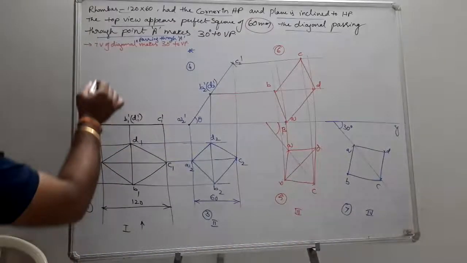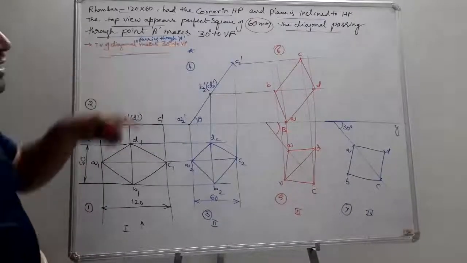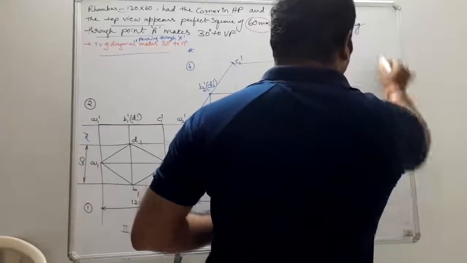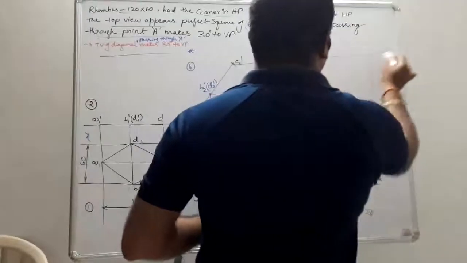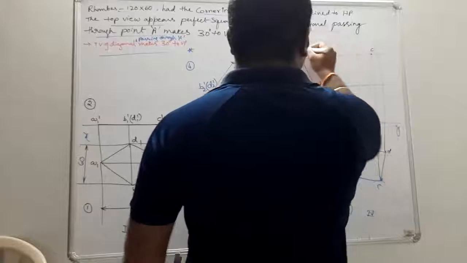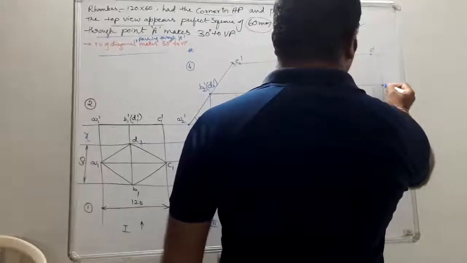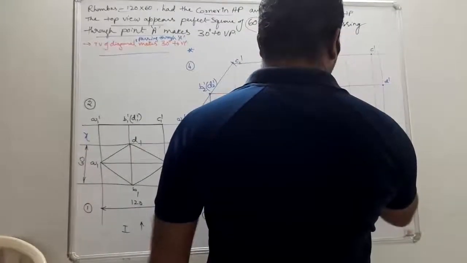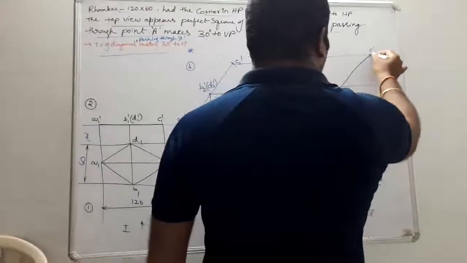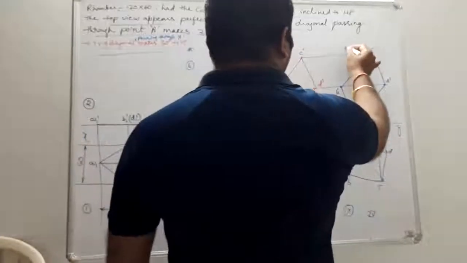So that means when the top view of the diagonal makes 30 degrees to VP, the top view of the diagonal passing through A makes 30 degrees to VP. So simply draw vertical projectors from here and horizontals from here. Then you will get the points. So this is your C dash. And this is your D dash, A dash, B dash. So this is step 8.